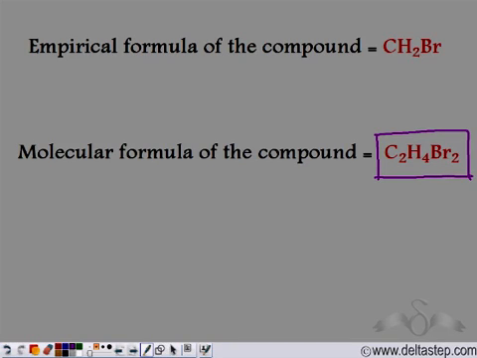And this is the compound which is used as a pesticide. So the empirical formula of the compound is CH2Br. This gives the ratio of the different elements present in the compound, and the actual or the molecular formula of the compound is C2H4Br2.